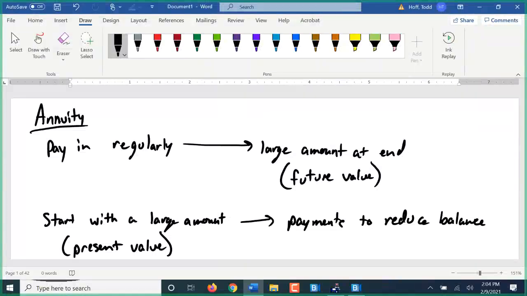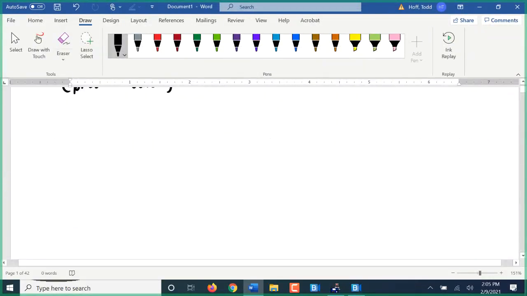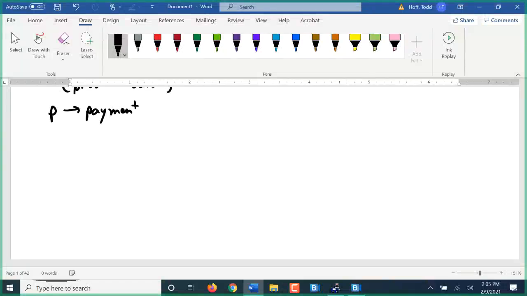So we're going to look at that first possibility first, that we're making payments in. So we start with zero at the beginning. We make payments in, and of course we draw interest on what we pay in to get to the end. Now this is an exercise in order of operations and using a formula. P is going to stand for payments, or the payment amount.